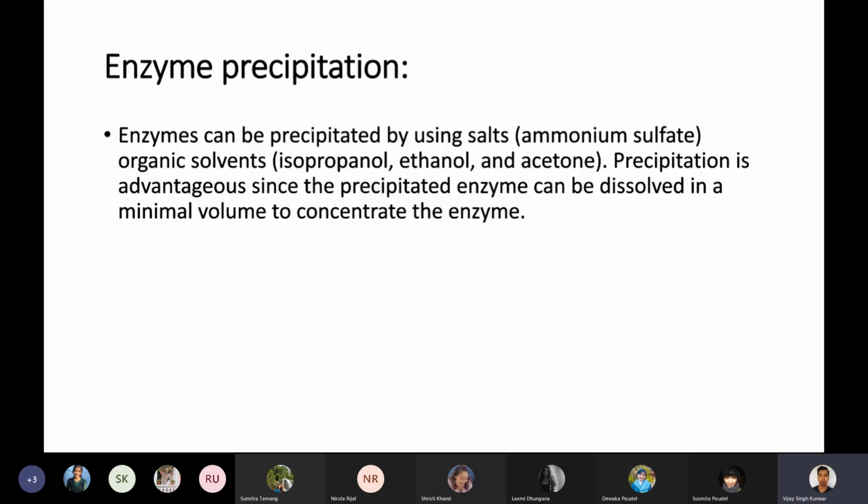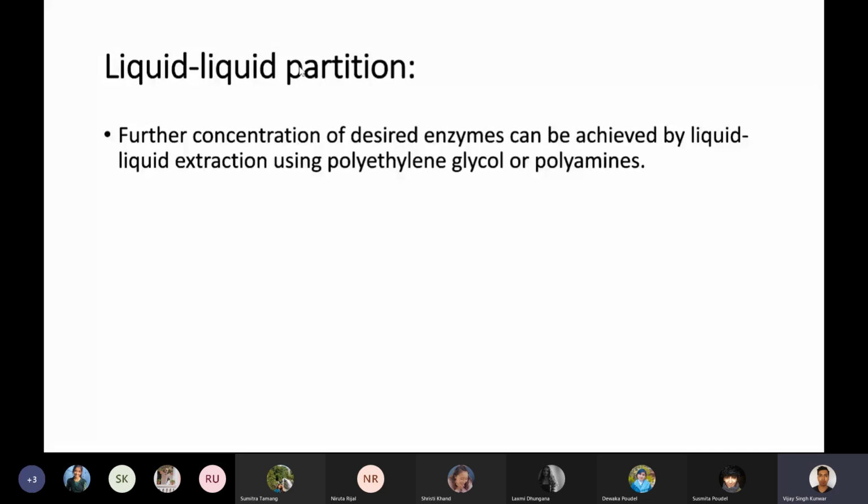Another technique is liquid partition. Concentration of the desired enzyme can be achieved by liquid extraction using polyethylene glycol or polyamines. This works on differential solubility: contaminants and the desired enzyme, being of different nature, can be separated or partitioned into different liquid phases. So we can purify our desired enzymes and obtain them concentrated and pure so they can be used. This can be done with polyethylene glycol or polyamines.